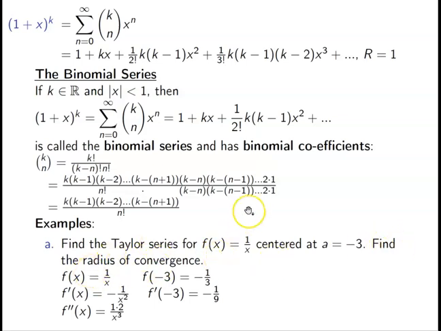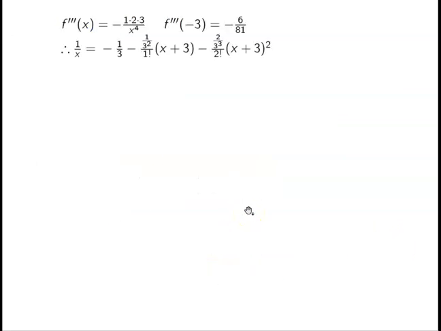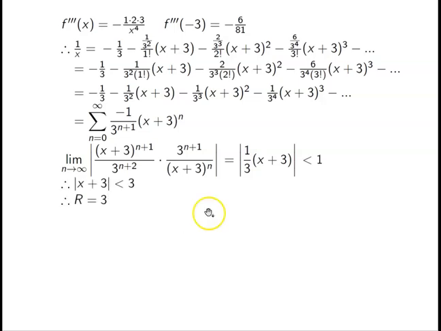It said find the radius of convergence, not the interval. So it's nice to know how to find the interval when I need to, but all I needed was the radius. So that radius here is 3, and it's centered at -3. Look at the next example.